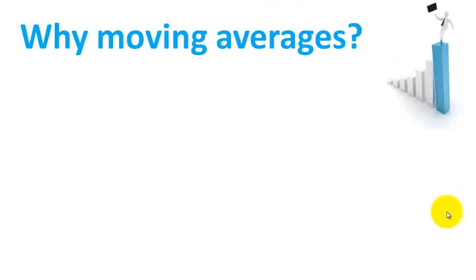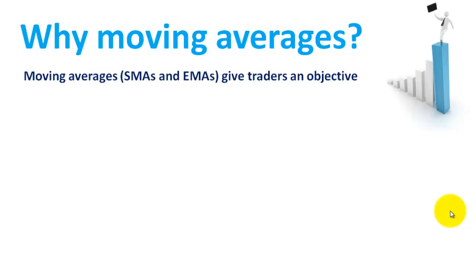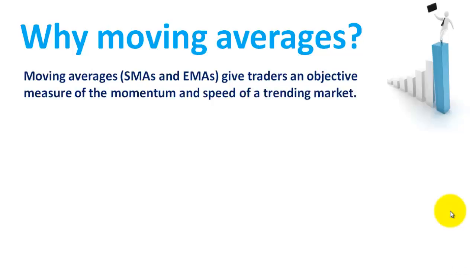So why do we really want to use moving averages? Well, we use moving averages in trending markets only, really. We don't see the point in using them in range-based markets, because they don't really do anything apart from move sideways. But what they do in our trending markets, when the conditions are right, is give us a very objective measure of the speed and momentum in the market, which is something we'll talk about a little bit later on.